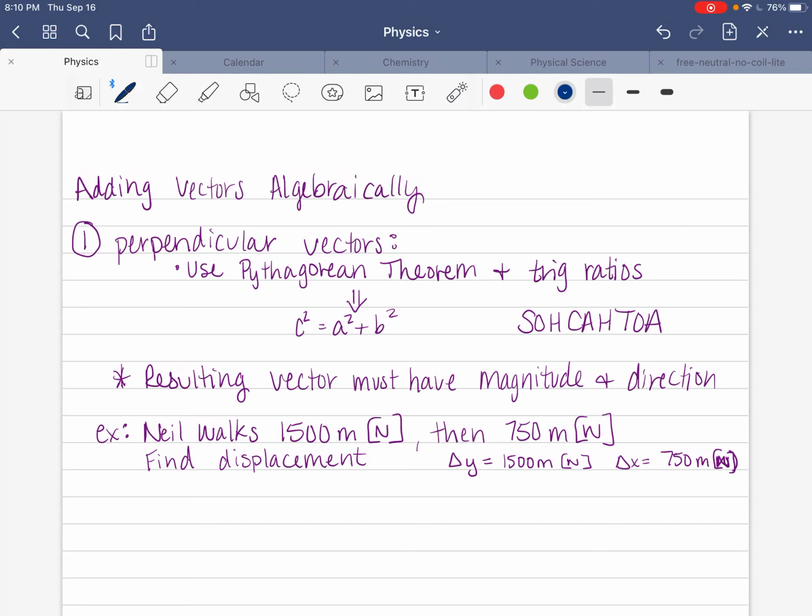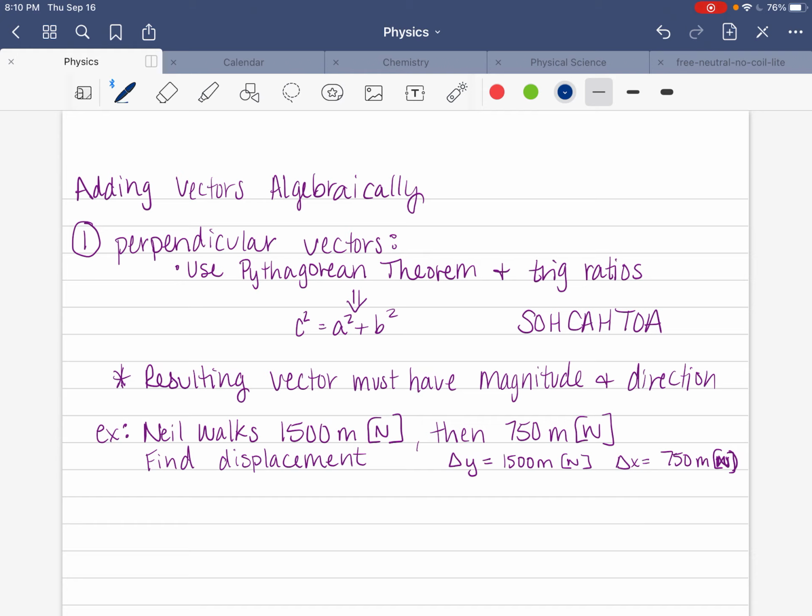In this video, I'm going to be talking about adding vectors algebraically. So there's three ways that we can add vectors. The first way is perpendicular vectors. These are two vectors that come together at a 90-degree angle in order to create a perpendicular triangle.